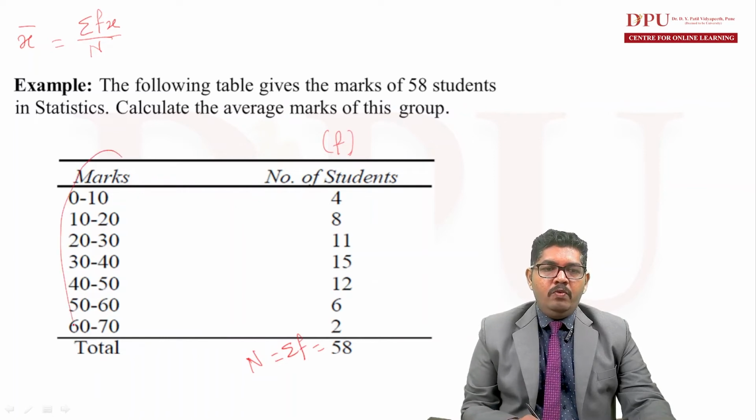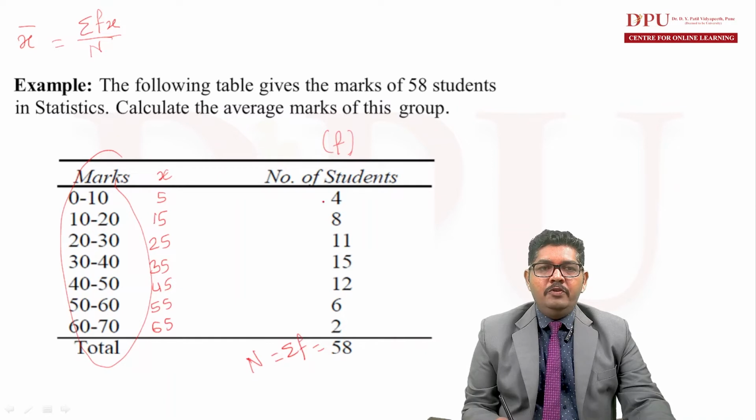Because we have classes here instead of individual x values, what we do is take mid values as x values. So for 0 to 10, the midpoint of this particular class is 5. How do we get it? 10 plus 0 divided by 2. Then 10 plus 20 divided by 2 is 15, so that is the mid value of 10 to 20. The mid values for the rest are 25, 35, 45, 55 and 65. So these are all x values.